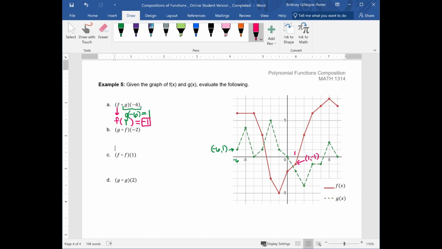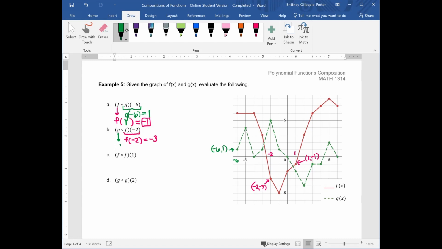Next one, starting on the inside, we first need to find f of -2. So we go to where x is -2. We need to drop down to the red line because we're looking for f. If we needed g, we would go up to the green line. And we find the ordered pair (-2, -3), which means that f of -2 is -3.